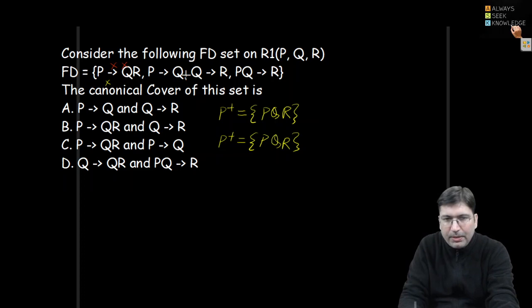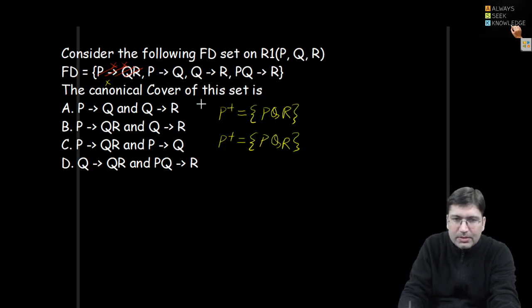So P implies Q cannot be removed, because we have already removed this rule. Because we have already removed this, we find this rule as redundant. So we will not be able to find P implies Q as a redundant rule, right? Now let's check for Q.